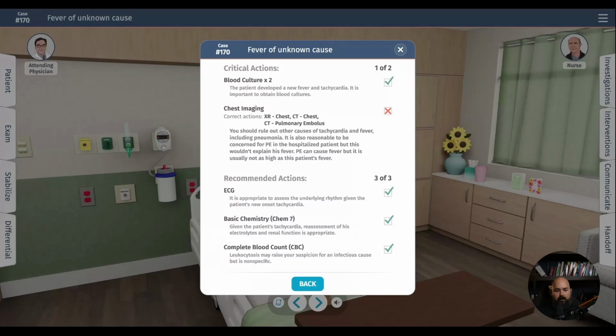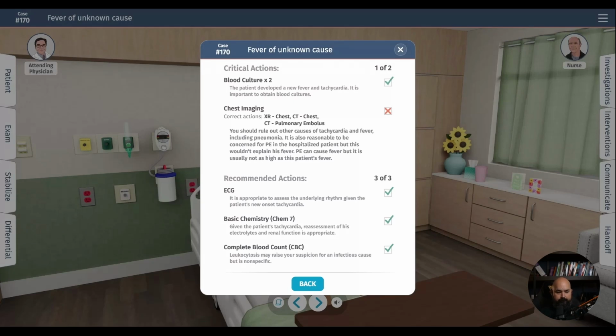The other thing you can do is the PERC rule. So that rules out PE if no criteria are present. And let's see. So age less than 50, yes. Heart rate less than 100, yes. Oh, wait, sorry. Age is greater than 50, no. Heart rate greater than 100, yes. O2 sat on room air is less than 95%, no. Unilateral leg swelling, no, there was none on exam. Hemoptysis, no, none on exam. None reported. Recent surgery, no. Prior PE, no. Hormone use, no.